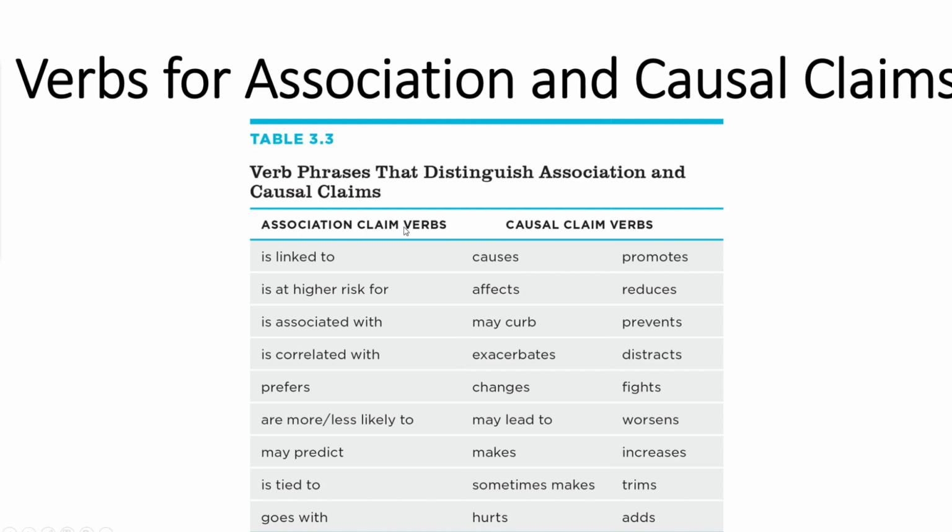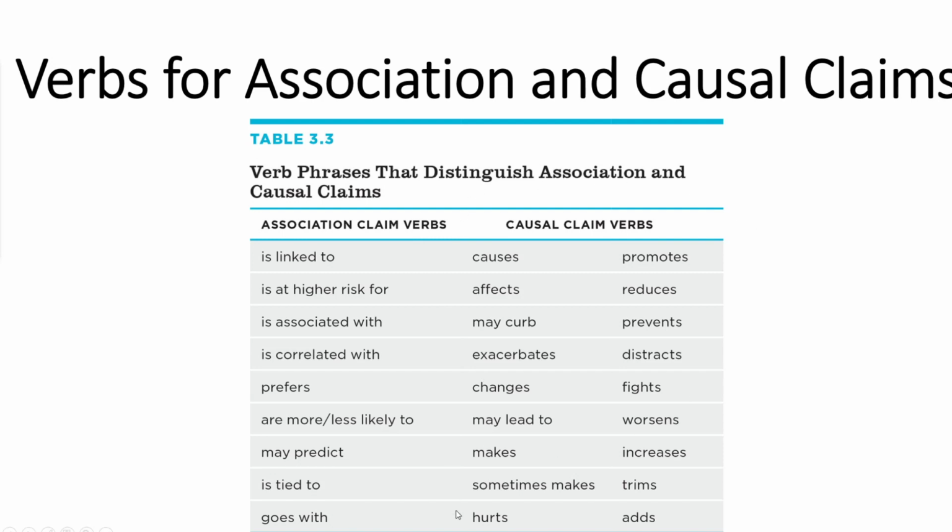So for an association claim, they might say that A is linked to B. Variable A is linked to variable B. A is associated with B. A prefers B. A may predict B. So these are saying that there's an association, but they're not saying anything concrete about which direction the association goes.